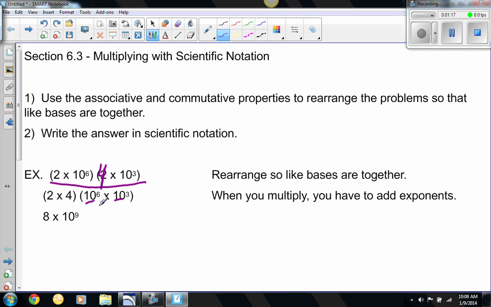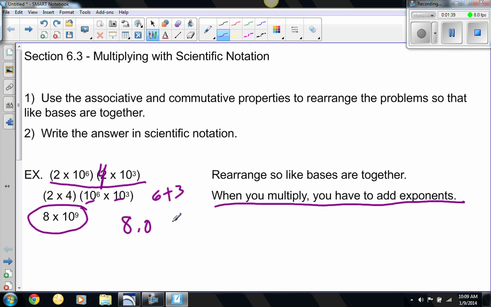Okay, then once I do that, I can go ahead and multiply each set separately. So 2 times 4 is 8. 10 to the 6th times 10 to the 3rd. If you remember what the rule is that we learned, you have to add the exponents. So it'd be 6 plus 3, and you leave the base the same. So 8 times 10 to the 9th. And that already is written in scientific notation. Remember that you could also write it as 8.0 times 10 to the 9th, but it really does not change the answer.